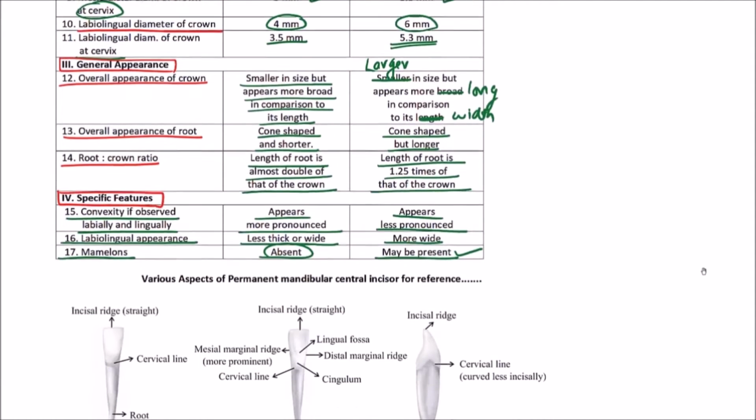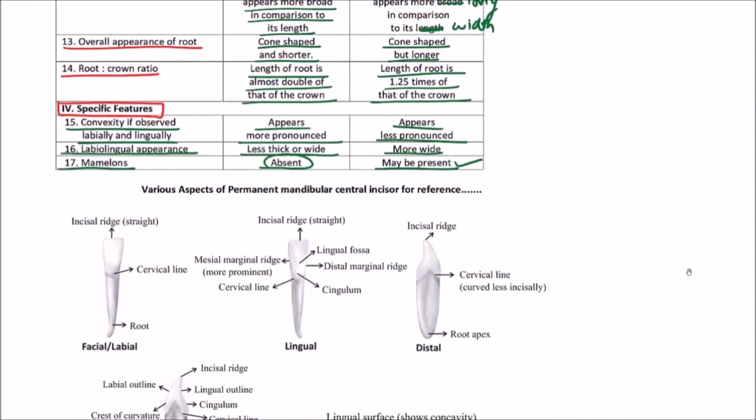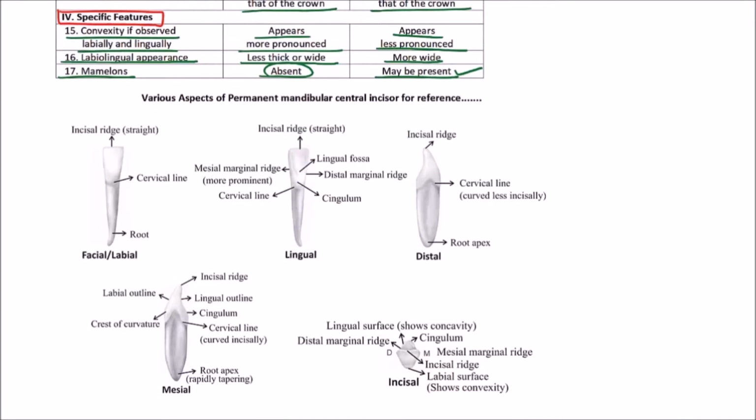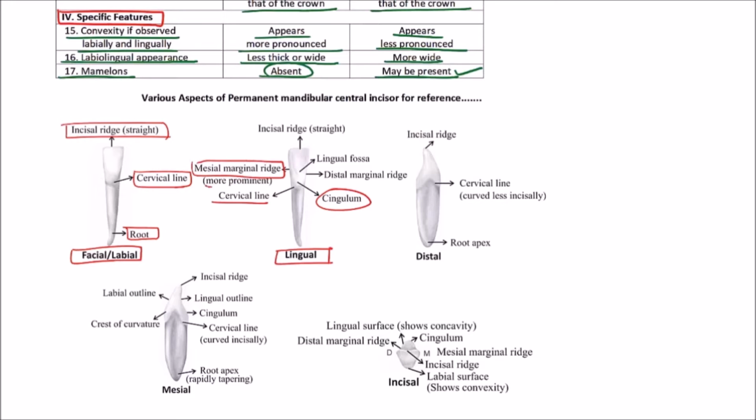Now these are the various aspects of permanent mandibular central incisor for reference. The facial or labial. This is the cervical line. This is the root, which is very long, and this is the incisal ridge, which is almost straight. If lingual view is taken, we can observe the cingulum, cervical line. Mesial marginal ridge is more prominent in comparison to the distal marginal ridge. This is the lingual fossa. This is again the incisal ridge.